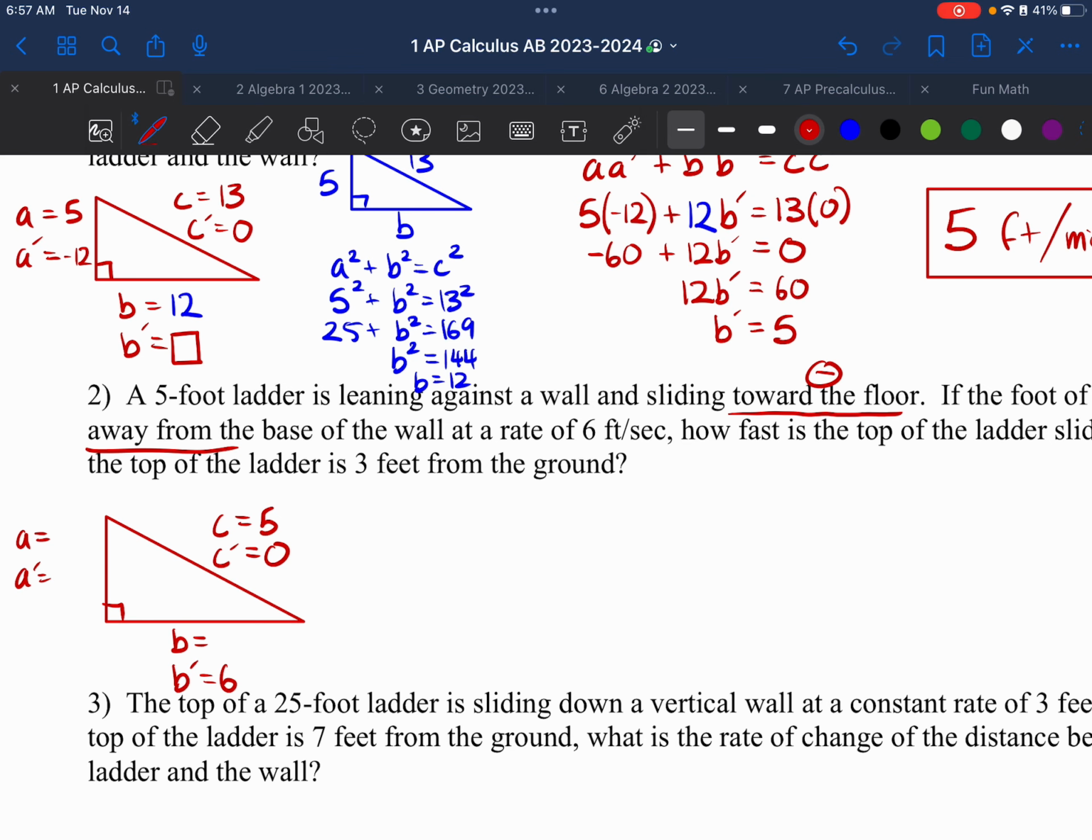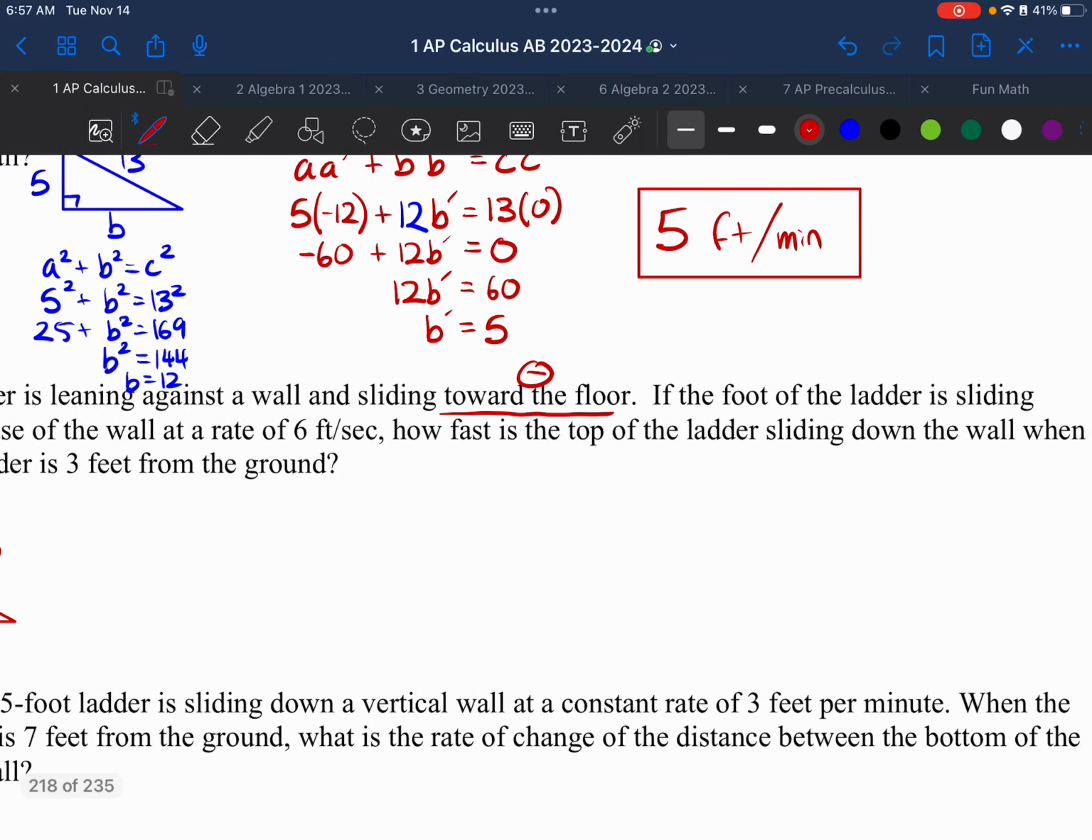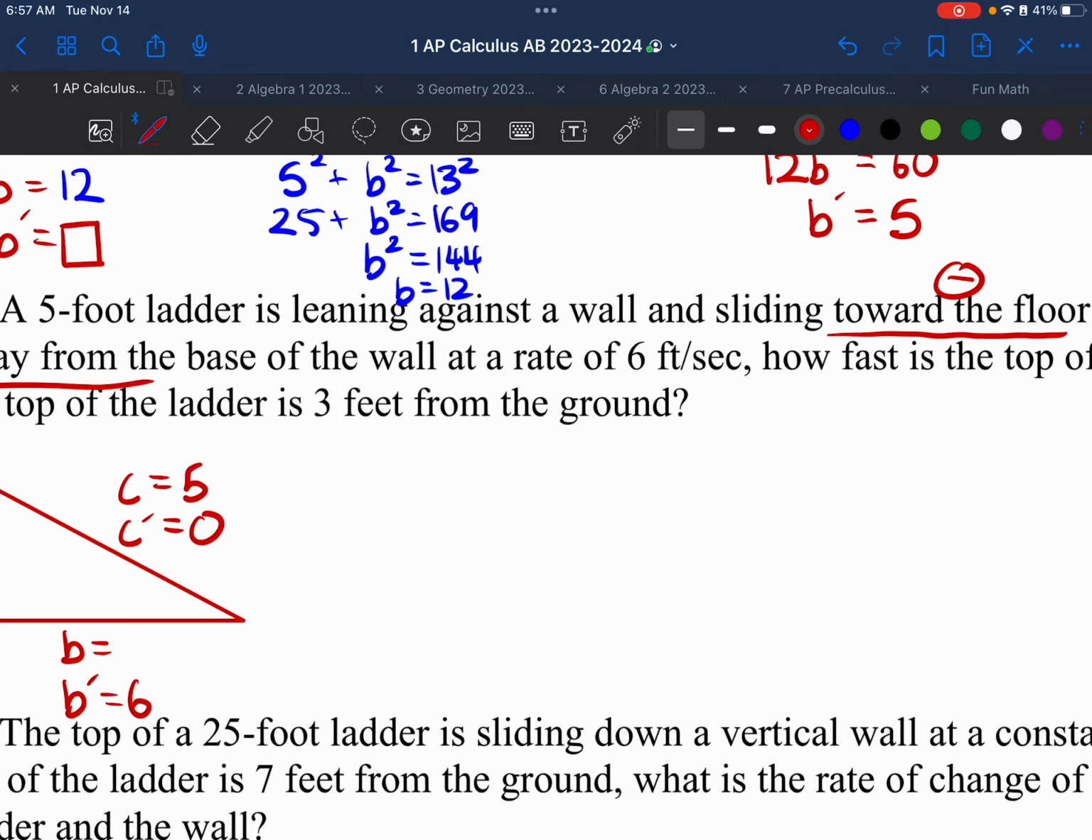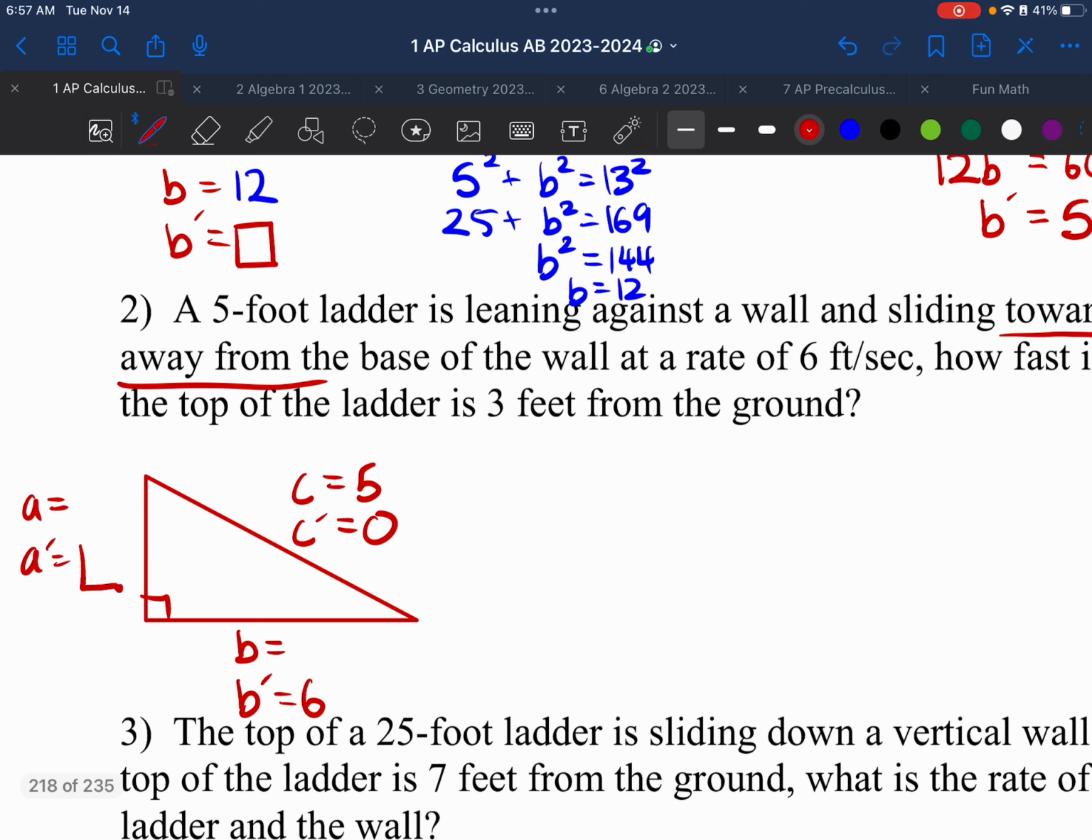So we have 6 feet per second, and we're looking for the speed of the ladder sliding down. So now we're looking for an a prime. So I'm going to say a prime, that's equal to our box. That's the thing that we're trying to solve for. And the top of the ladder is 3 feet from the ground, so a is equal to 3. And again, we don't have a b.